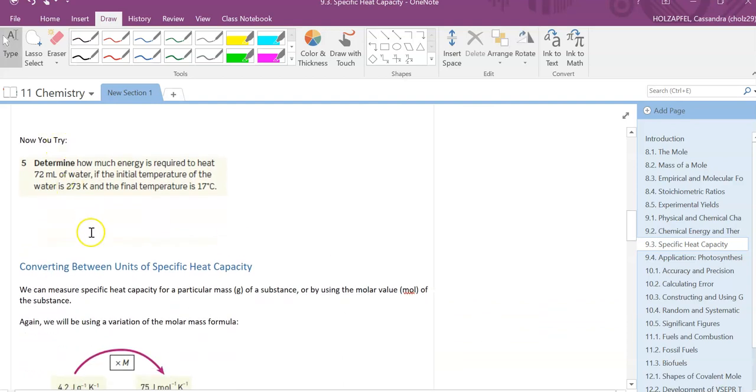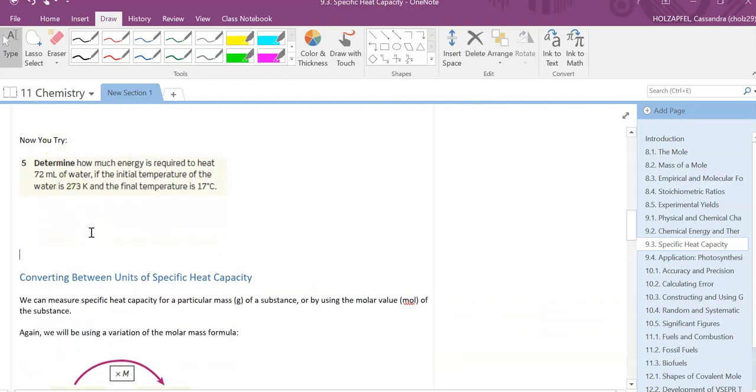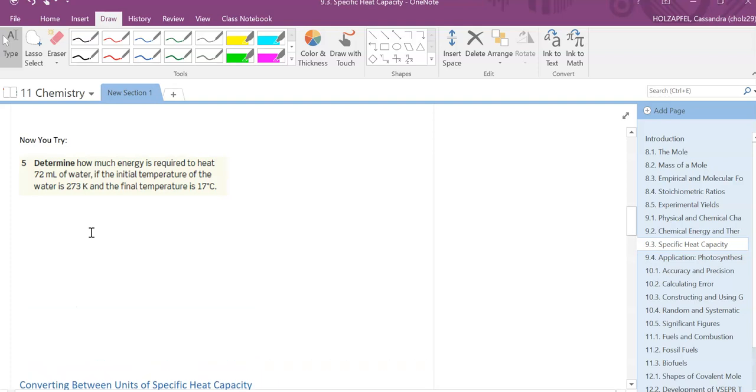Okay, so I want you to have a go now. Determine how much energy is required to heat 72 mils of water if the initial temperature of the water is 273 Kelvin. So that's the same as 0 degrees Celsius. And the final temperature is 17 degrees. So have a go, and I'll come back with the solution for you after the jump.